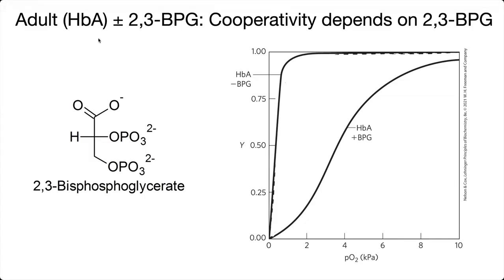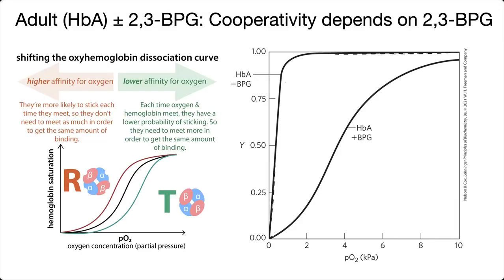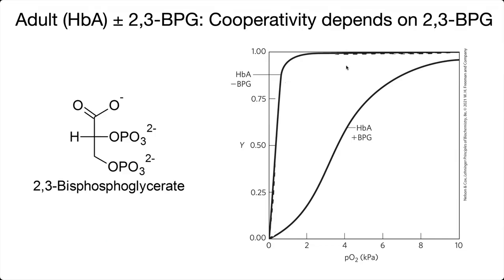As I mentioned, we have an adult and a fetal hemoglobin, and we're going to focus on adult hemoglobin right now, and then we'll get into fetal hemoglobin. In the absence of BPG, we basically don't really see any cooperativity. If we do have BPG around, now we get that curve that we were looking at before. When we were looking at those cooperativity curves, they were basically assuming the presence of BPG. Without BPG, we're stuck in a high affinity state, which tells us that BPG is acting as a negative allosteric modulator.